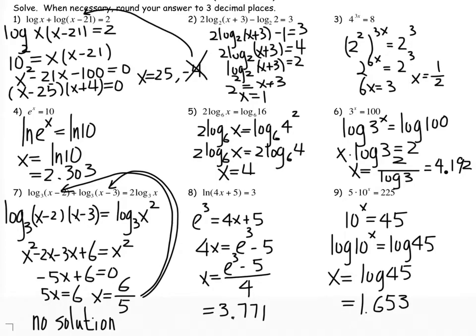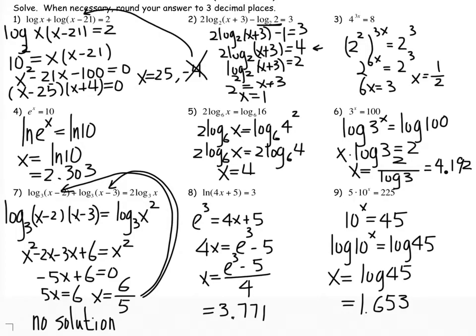Number 2, 2 log base 2 of (x plus 3) minus 2 log base 2 of 2 equals 3. For this one, I'm going to go ahead and make log base 2 of 2 equal to 1. I'm going to add 1 to both sides to simplify the equation down to 2 times log base 2 of (x plus 3) equals 4. Divide both sides by 2. I have log base 2 of (x plus 3) equals 2. Rewrite into the exponential form: 2 raised to the second power equals x plus 3. So my x equals positive 1.